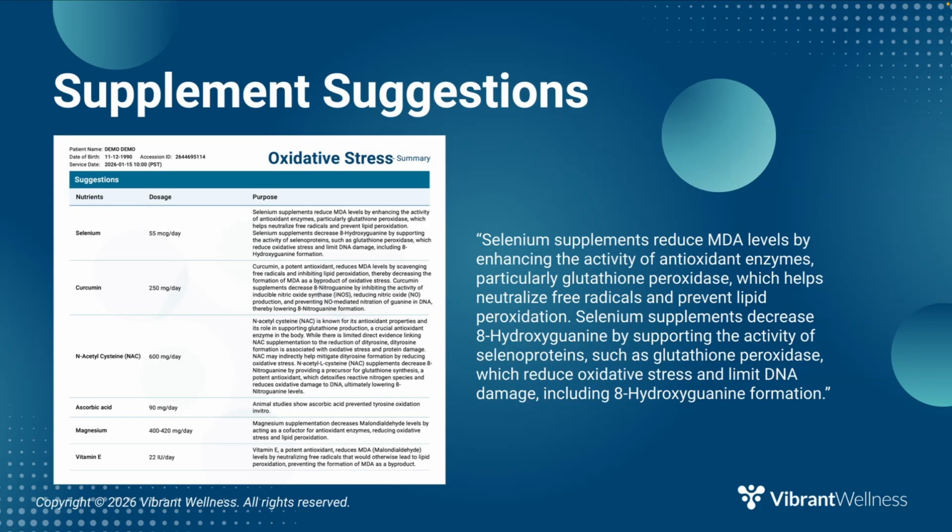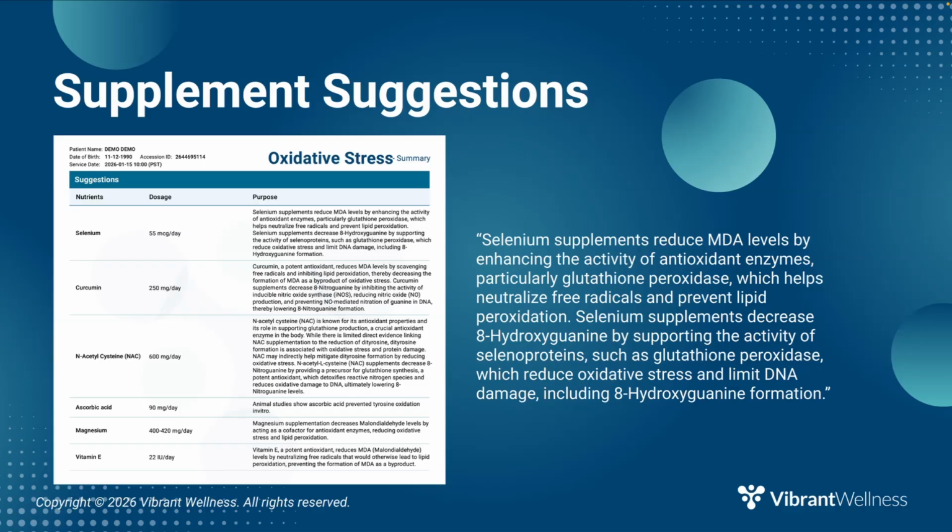Finally, the Oxidative Stress panel includes personalized supplement suggestions to help balance oxidative stress load. For example, selenium supplements reduce MDA levels by enhancing the activity of antioxidant enzymes, particularly glutathione peroxidase, which helps neutralize free radicals and prevent lipid peroxidation. Selenium supplements decrease 8-hydroxyguanine by supporting the activity of selenoproteins such as glutathione peroxidase, which reduce oxidative stress and limit DNA damage, including formation of 8-hydroxyguanine.